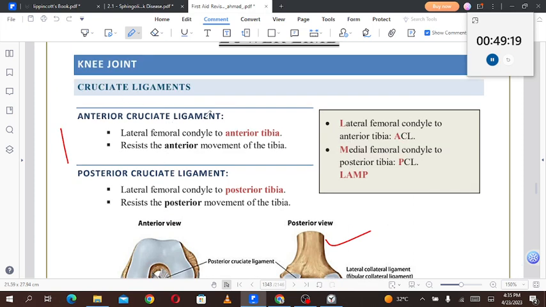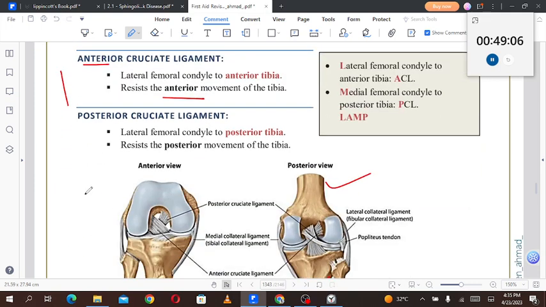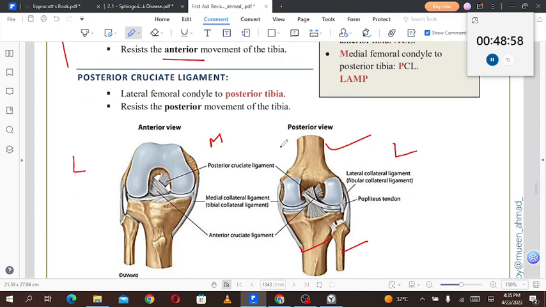So the anterior cruciate ligament starts from the lateral femoral condyle to the anterior tibia. It resists the anterior movement of the tibia. So anterior will resist the anterior movement, first thing. Secondly, suppose we are having the anterior view over here. So this is the lateral aspect, this is the medial aspect, right? And here we have the opposite of that.